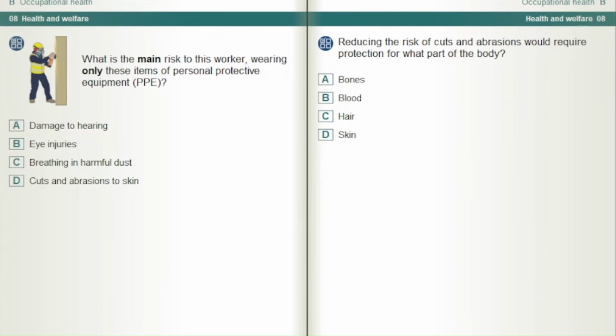What is the main risk to this worker wearing only these items of personal protective equipment, PPE? Damage to hearing, eye injuries, breathing in harmful dust, cuts and abrasions to skin. Reducing the risk of cuts and abrasions would require protection for what part of the body? Bones, blood, hair, skin.